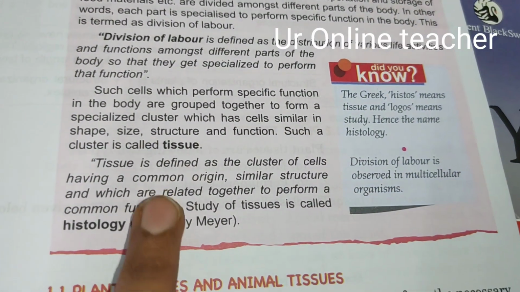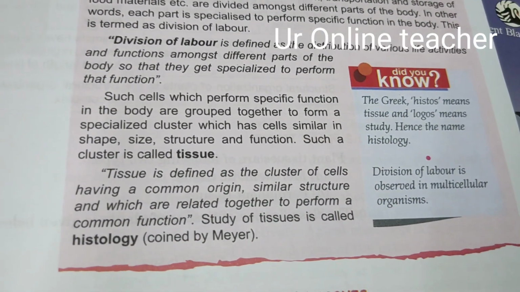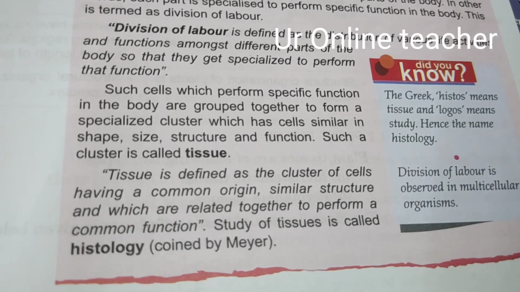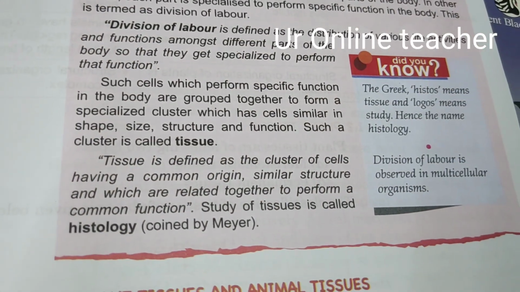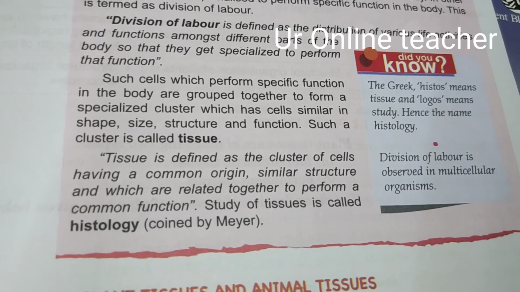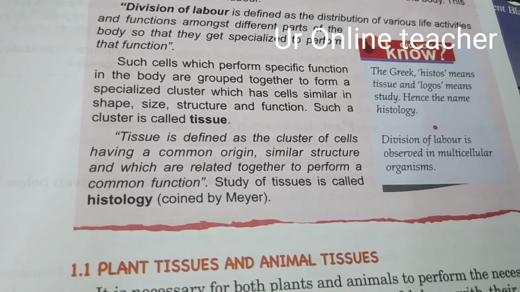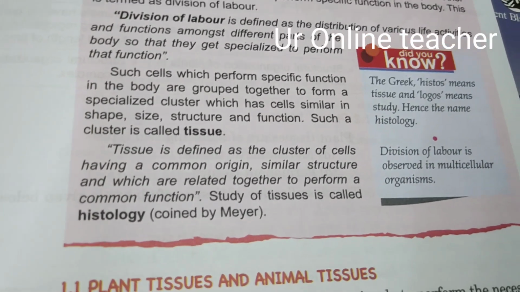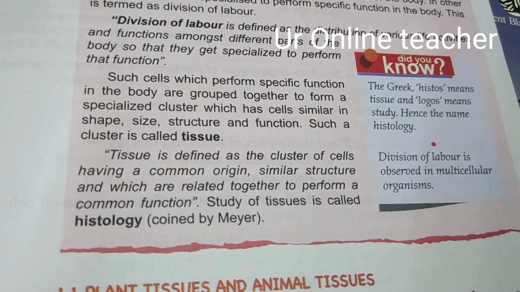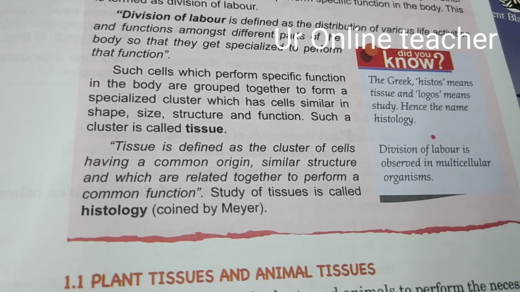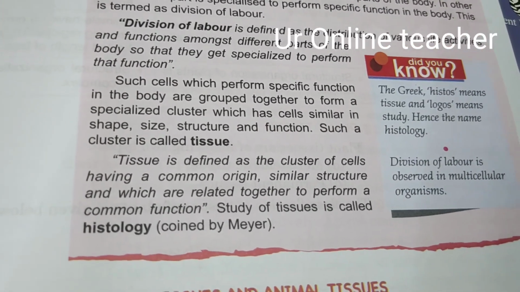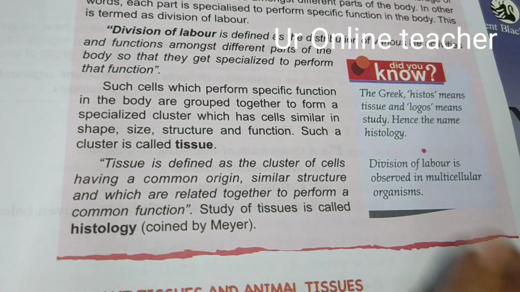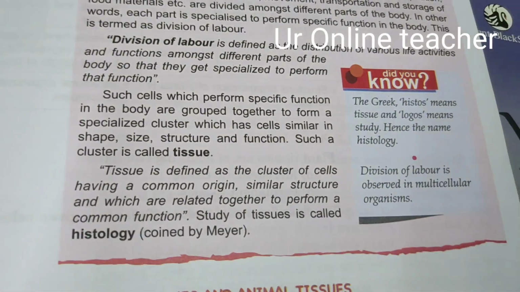And division of labor is observed in multicellular organisms. In unicellular organisms, all the functions, all the work, is done by a single cell itself. But in multicellular organisms, the body is organized into tissues, organs, and organ systems. Like this, division of labor occurs in multicellular organisms.